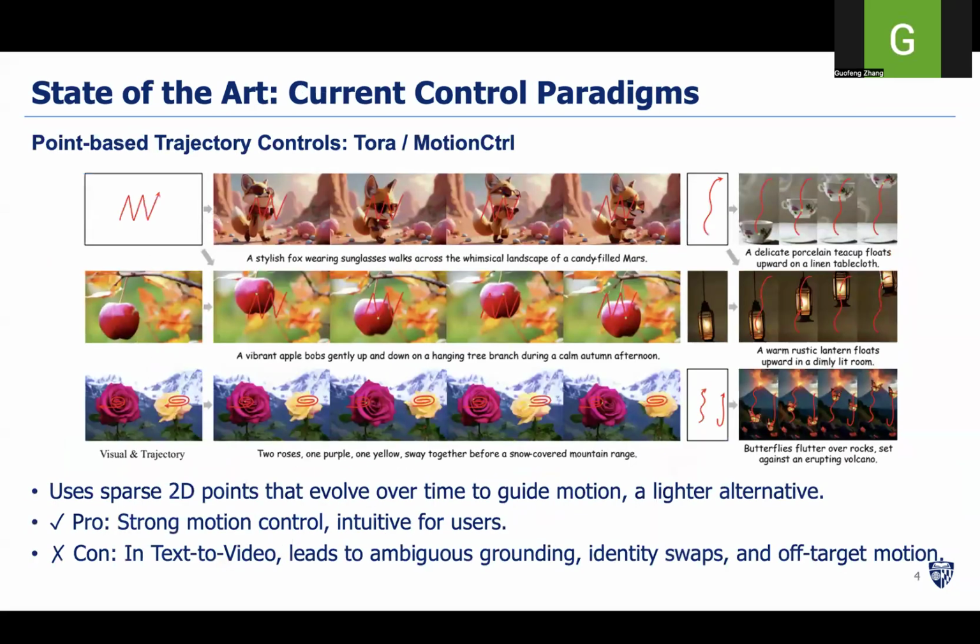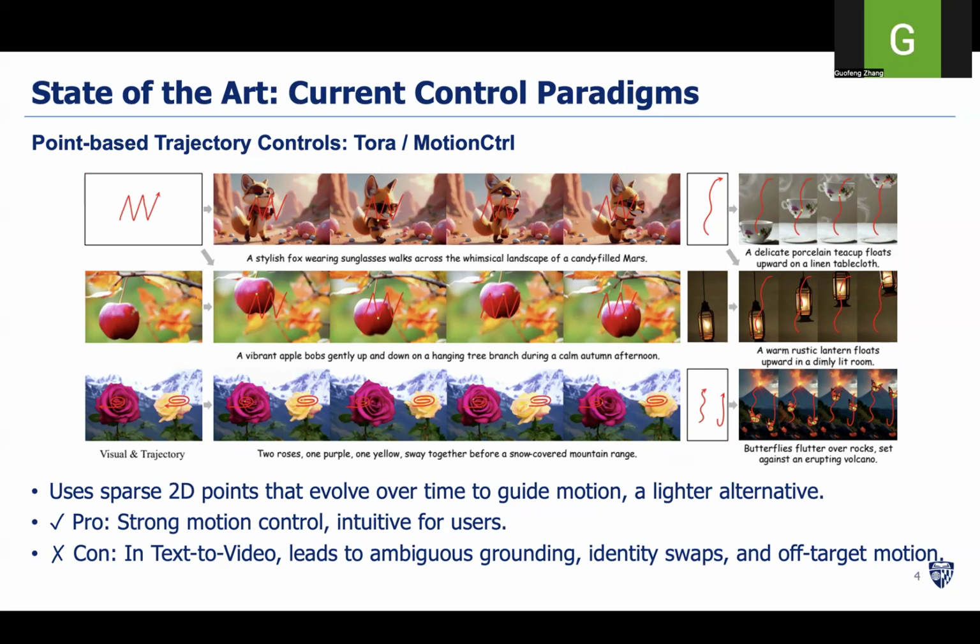Another way is to use point-based trajectories like Tora or MotionCtrl. These use sparse 2D points that evolve over time to guide motion. This is a much lighter alternative and much more adherent to what users like to do. So it has strong motion control and is intuitive for users.